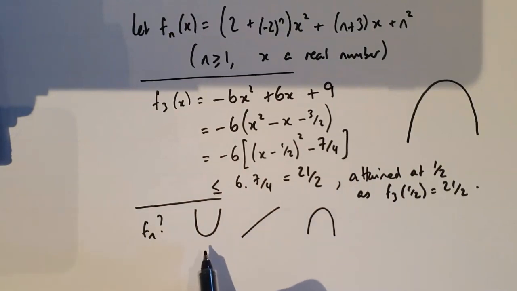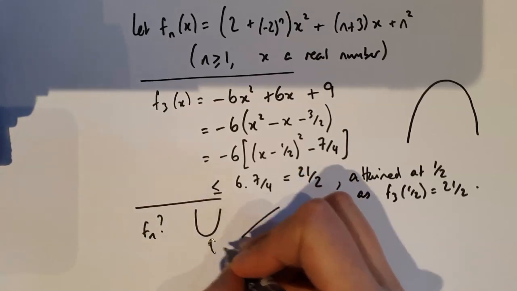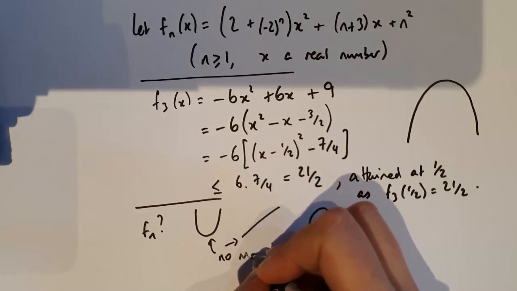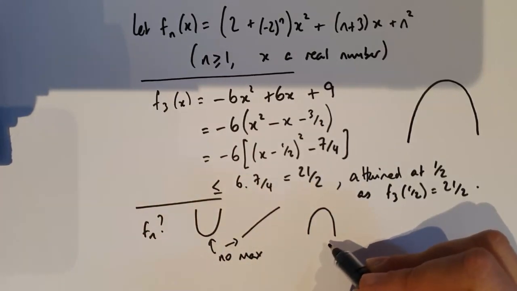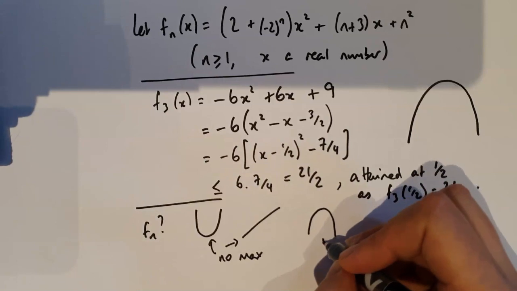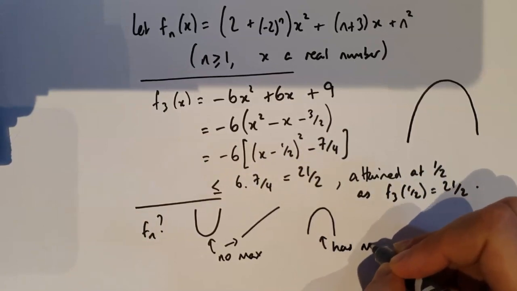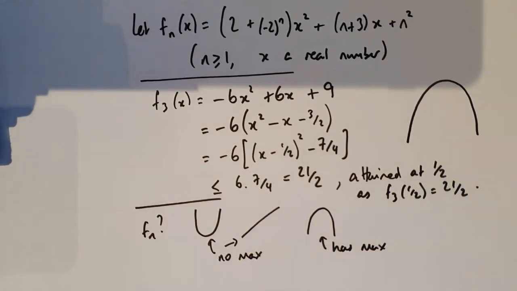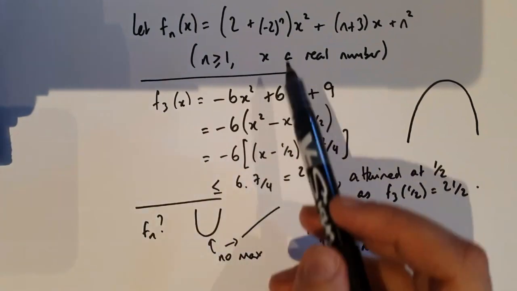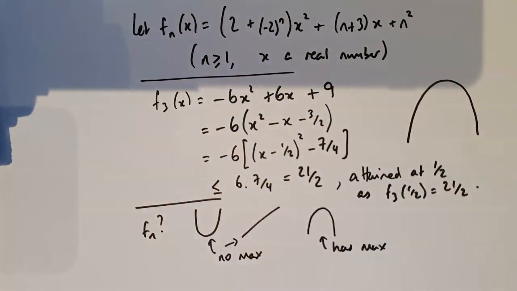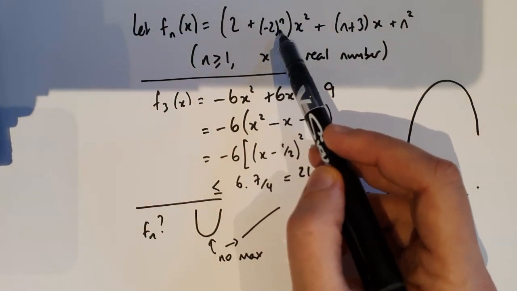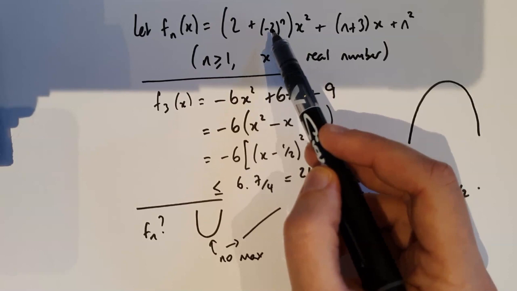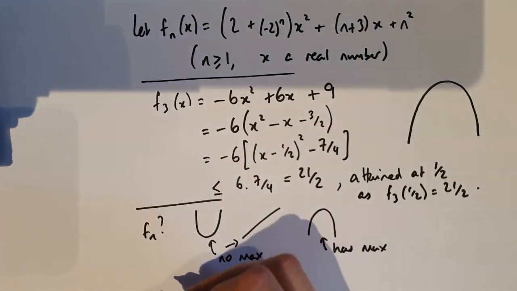And we see that if the leading coefficient is bigger than 0 or equal to 0, we don't get a maximum. But if the leading coefficient, the coefficient of x squared, is negative, then we do have a maximum. So this one has a maximum. So now we have to think about which values of n give us positive and negative coefficients. And it seems to me to make sense to think about whether n is odd or even, because that makes a big difference to what happens with this minus 2 to the n.